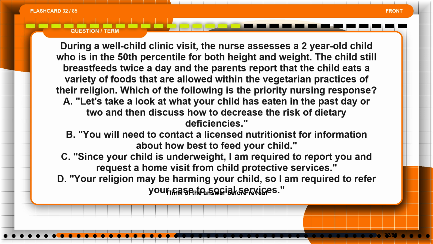A. Let's take a look at what your child has eaten in the past day or two and then discuss how to decrease the risk of dietary deficiencies. B. You will need to contact a licensed nutritionist for information about how best to feed your child. C. Since your child is underweight, I am required to report you and request a home visit from Child Protective Services. D. Your religion may be harming your child, so I am required to refer your case to social services. Think of the answer before the reveal.